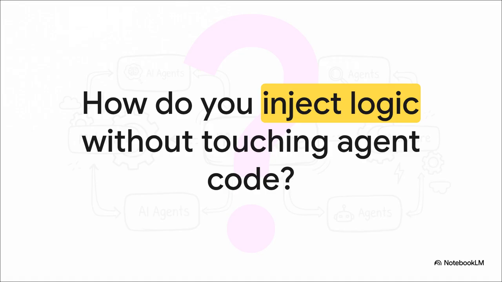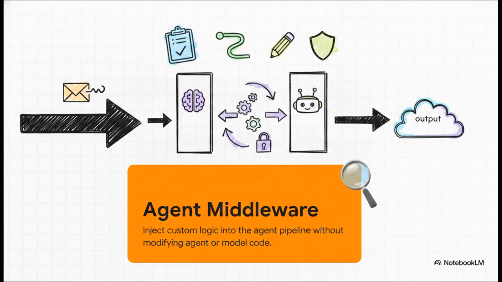Okay, let's dive into this because AgentScope has a brilliant solution. That solution is Agent Middleware. So, what is it? It's simply the mechanism for injecting your custom logic, like detailed logging, complex tracing, input rewriting, or access control, right into the key points of the agent execution pipeline. But the real magic is the second half of that definition. You do all of this entirely without modifying the agent or model code.